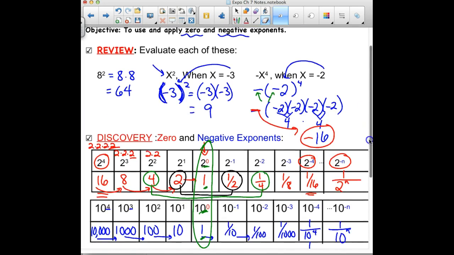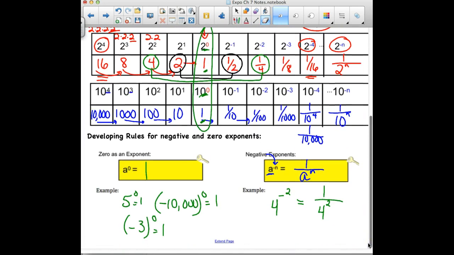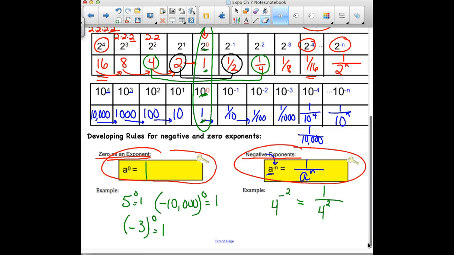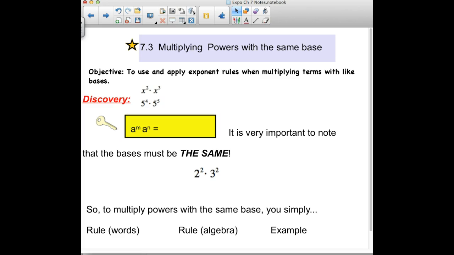I want you to get in the habit of highlighting key information. So on that first page of notes, you should have two rules. One is the zero exponent rule. The other was what we do with negative exponents. I want you to highlight those or circle them or put a big star by them. Do something that's going to make them jump out of the page at you. Because as we go through this chapter, we are going to be looking at a lot of different exponent rules, and it will be easier if you start going through and reviewing those as we go.